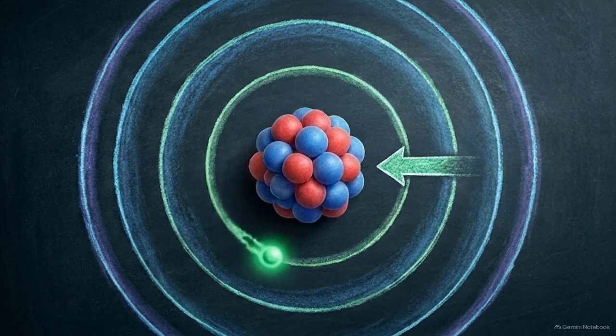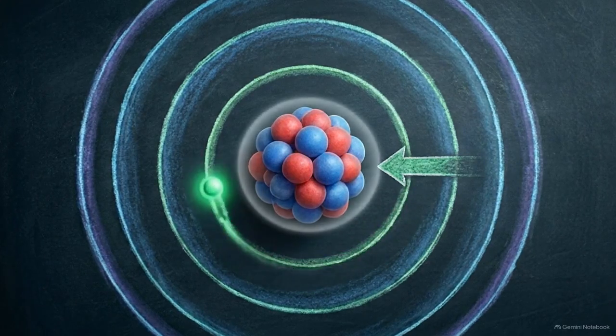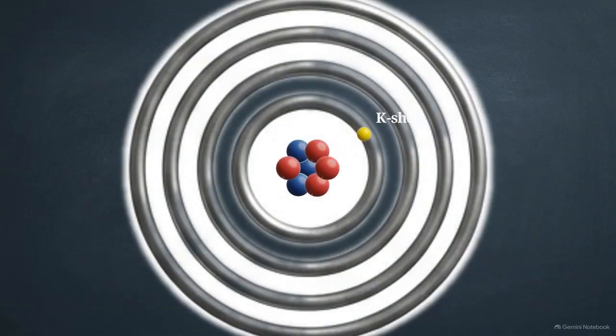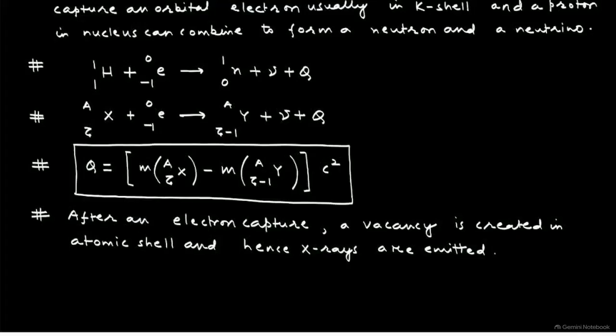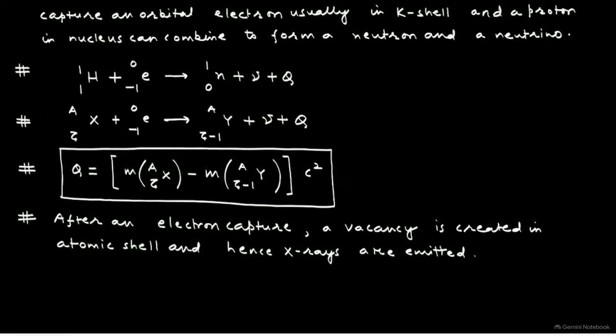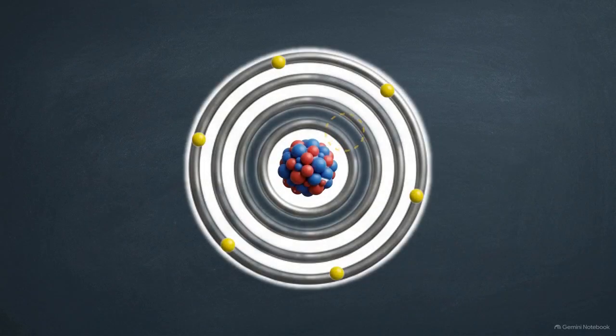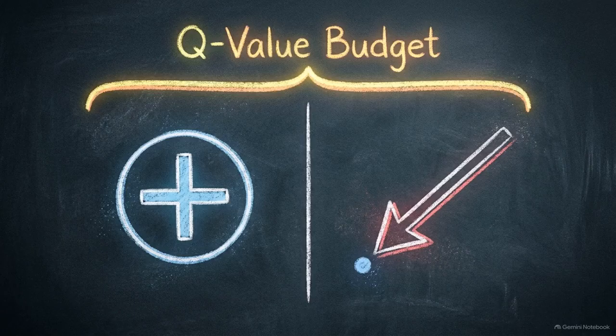To bypass this limit, the atom utilizes electron capture to correct the N/Z ratio without the positron mass penalty. The nucleus captures an inner orbital electron, typically from the K-shell, to convert a proton into a neutron. Because the electron is captured rather than created and ejected, the 2-electron mass penalty disappears from the Q value equation. While this solves the energy deficit, removing an inner electron creates a vacancy in the atomic shell. Outer electrons immediately drop down to fill this K-shell vacancy, emitting characteristic X-rays as they settle into lower energy states. The choice between these pathways is determined by the available Q value budget.